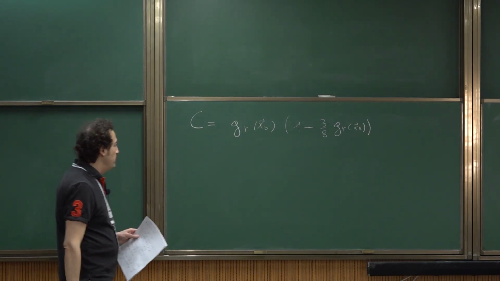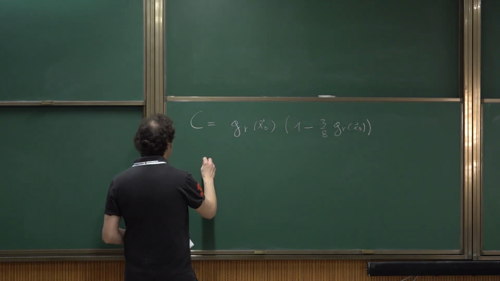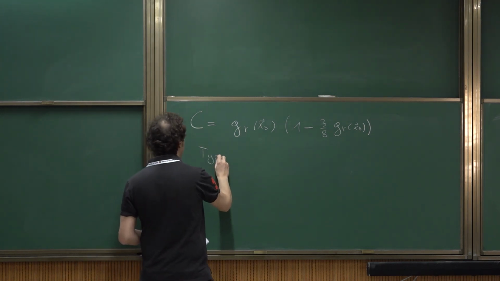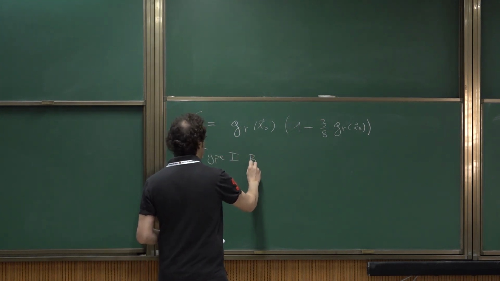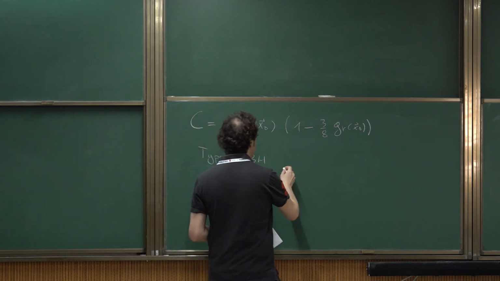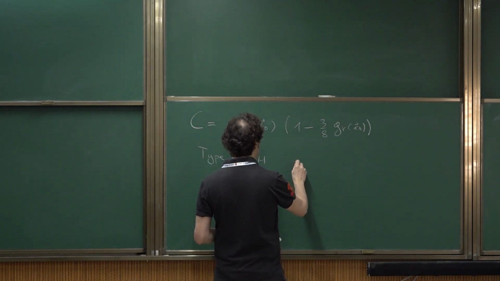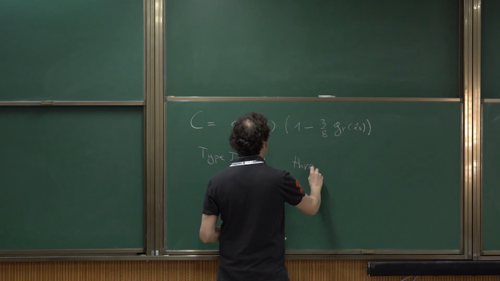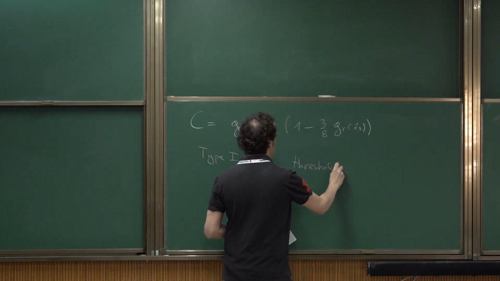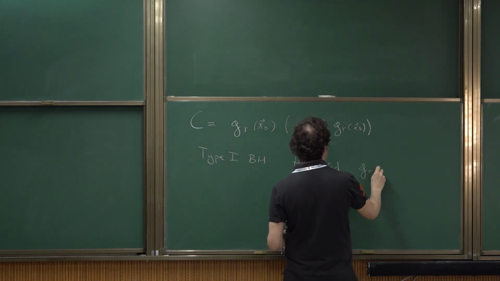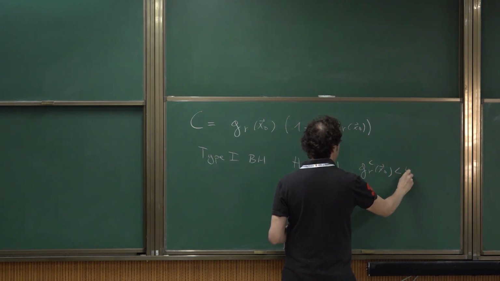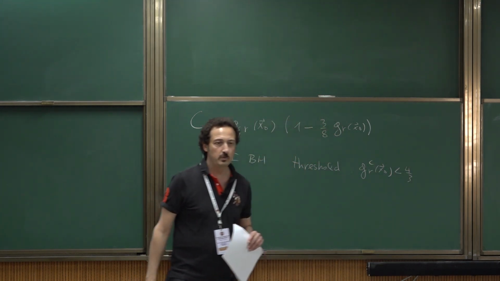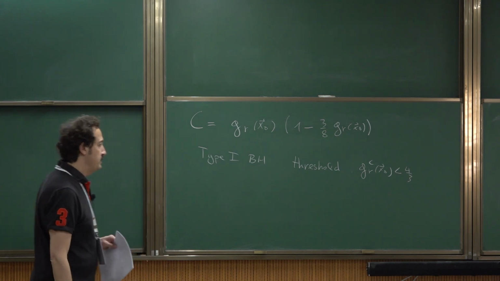And we also found out that we define type 1 black holes, those which have a critical threshold such that g r x con 0 critical is less than 4/3. So we will just focus on those.